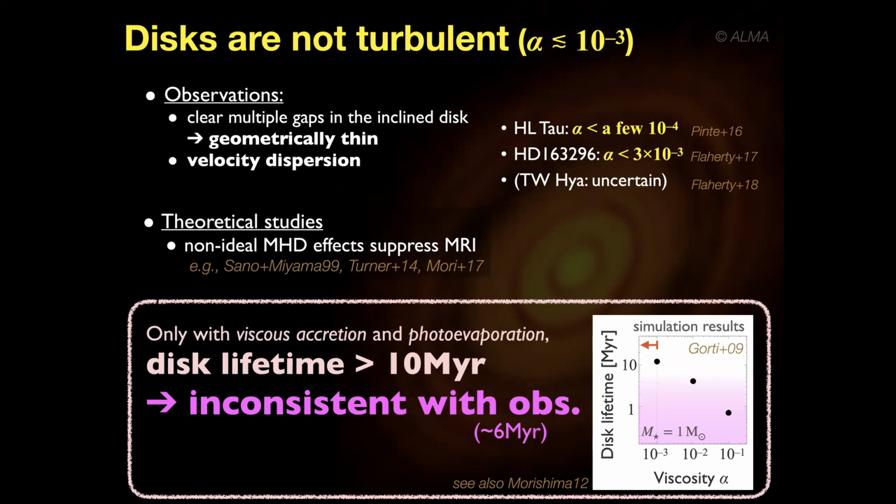But if we consider only the viscous accretion and the photoevaporation, previous studies have shown that disk lifetime exceeds 10 million years, which is inconsistent with observations. This figure shows the disk lifetime with the viscous alpha parameter, and if we take 10⁻³, the disk lifetime exceeds 10 million years.